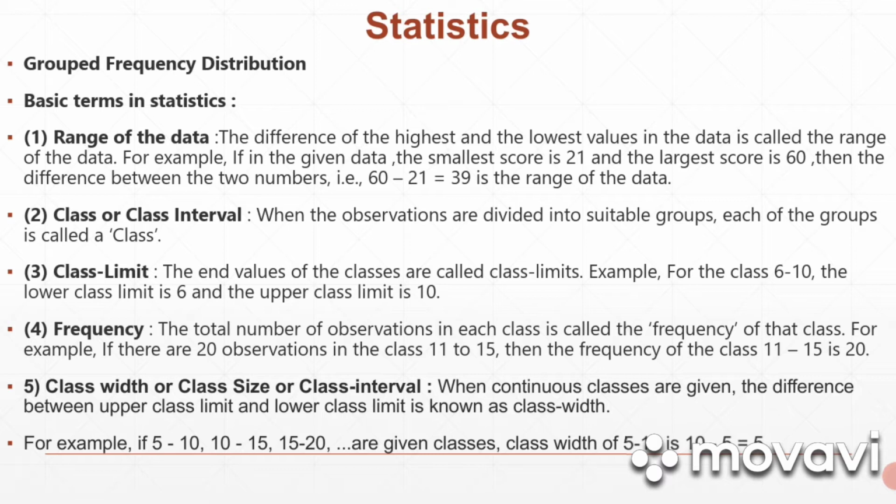Fifth, class width or class size or class interval. When continuous classes are given, the difference between the upper class limit and the lower class limit is known as class width. For example, if 5 to 10, 10 to 15, 15 to 20 are the given classes, then the class width of 5 to 10 is 10 minus 5, which is equal to 5.